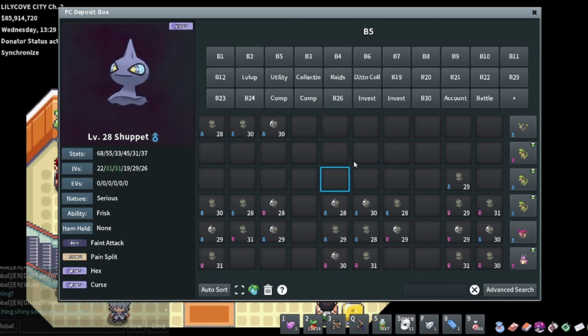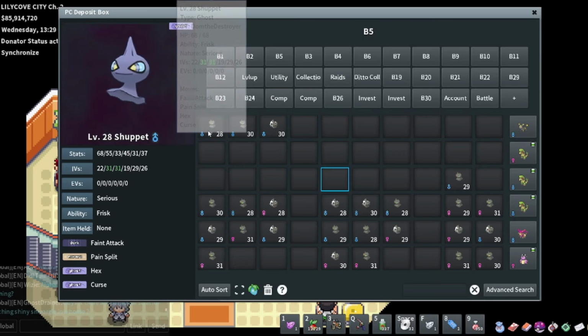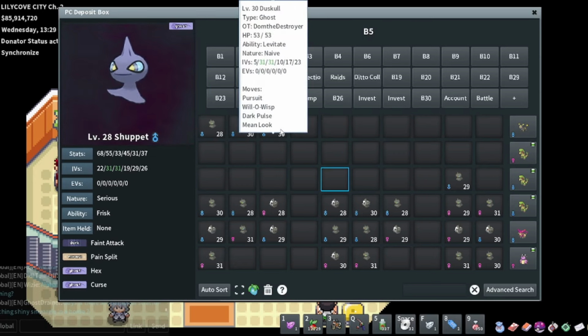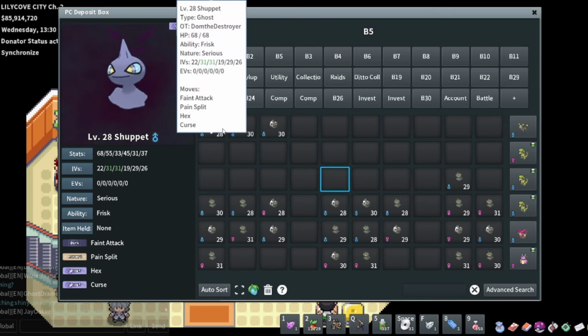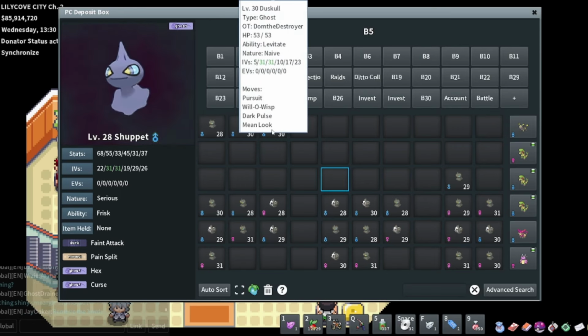Here are my 31 IV Pokemon all sorted out. I've got three 2x31 Pokemon, so really good there. Probably pretty lucky.